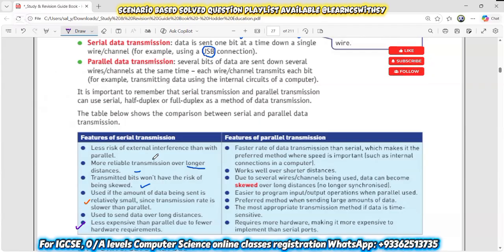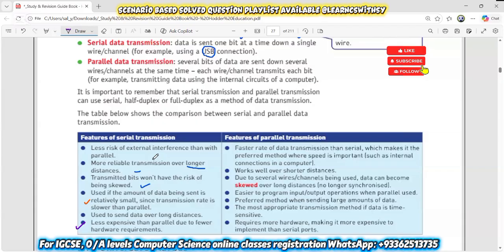But if they say that your concern is not the speed and you want the security of the data, or cost is the major concern, then you will choose serial transmission, because once you have started solving the past papers, you will come across some questions which are a little bit tricky. Spend time, underline the keywords here, what they want you to answer, and then do it.